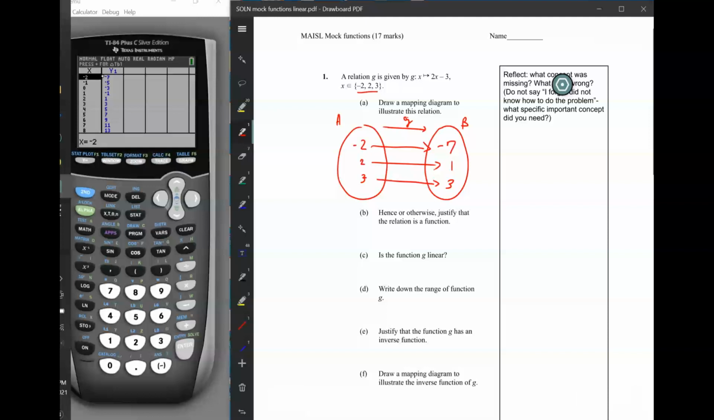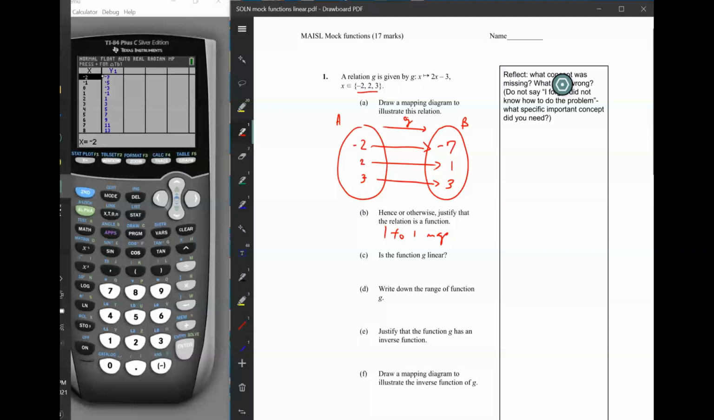Hence or otherwise justify that the relation is a function. Remember, to be a function, there needs to be either a one-to-one or a many-to-one mapping, and in this particular case it's a one-to-one mapping, so I can say that it is a function because it's a one-to-one mapping. Is the function G linear?